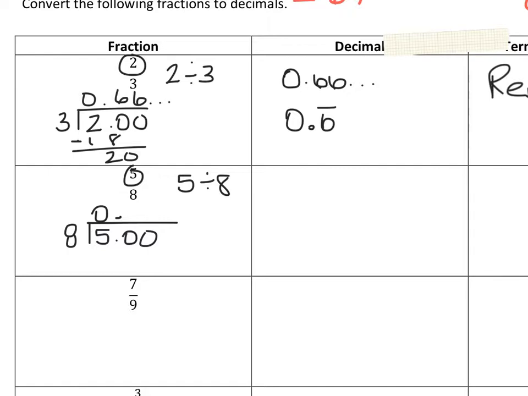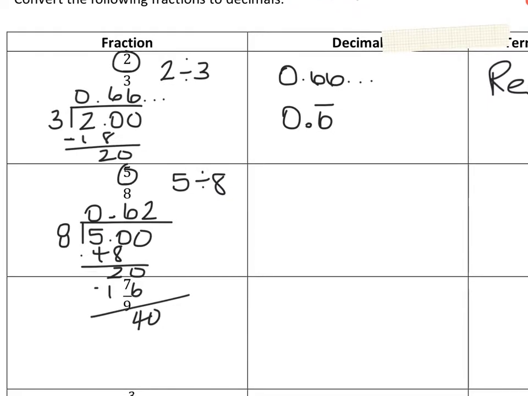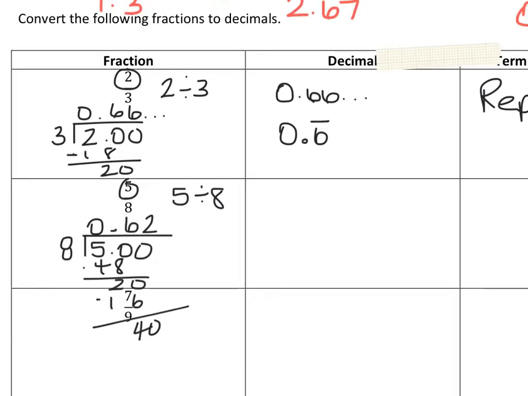8 goes into 50 6 times. And 6 times 8 is 48. Subtract and we get 20. How many times does 8 go into 20? 8 goes into 20 2 times, and that's 16. Subtract and we get 40. And 8 goes into 40 5 times. And 8 times 5 is 40.